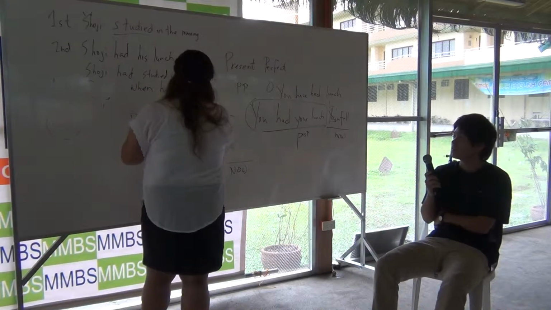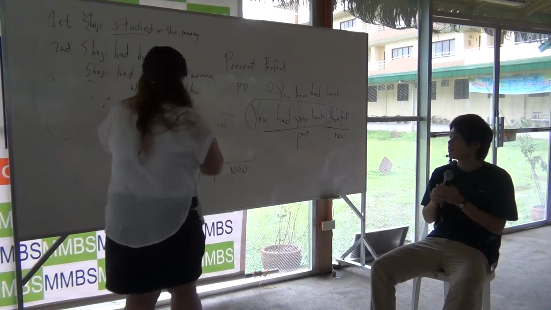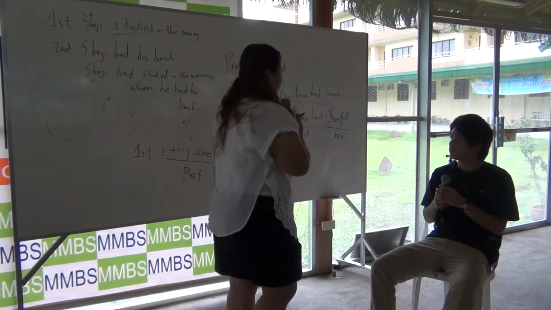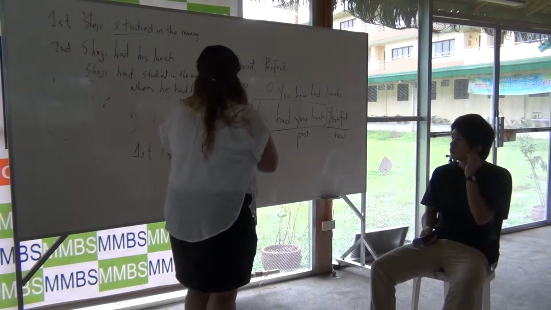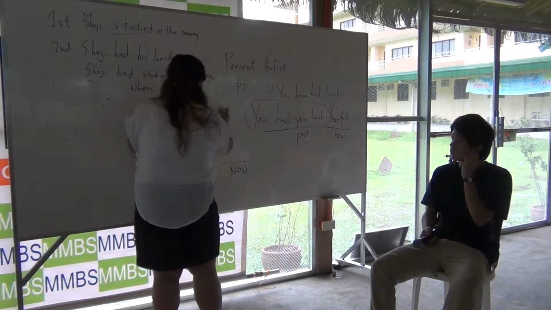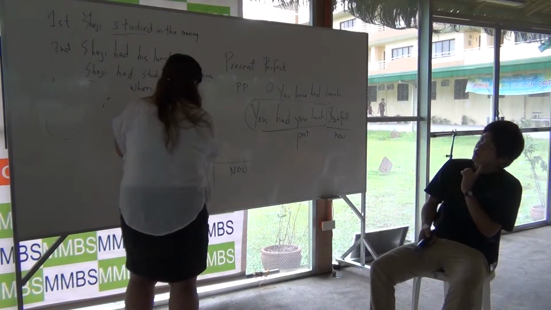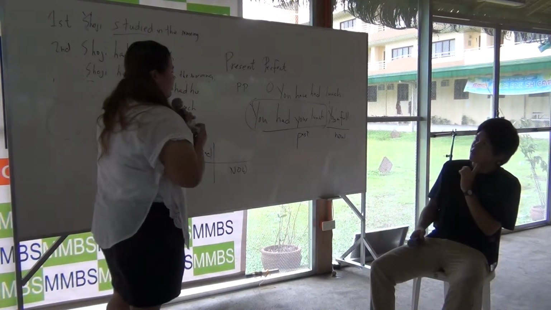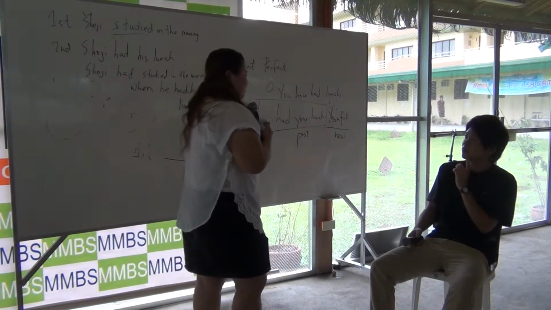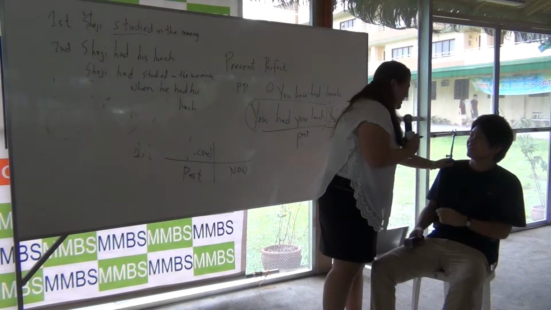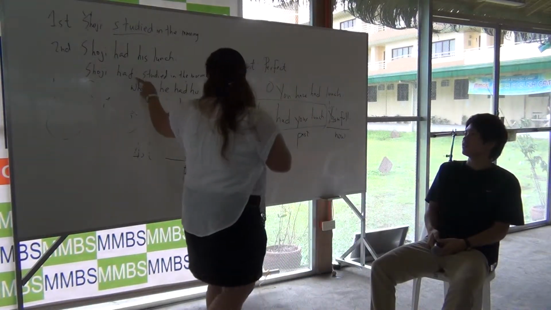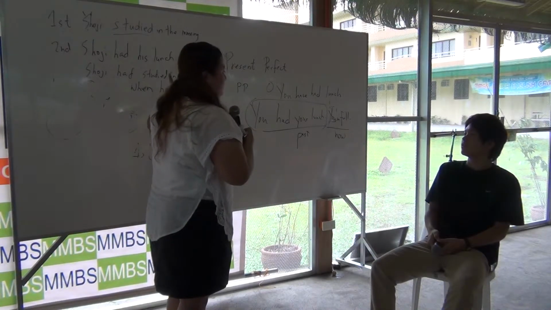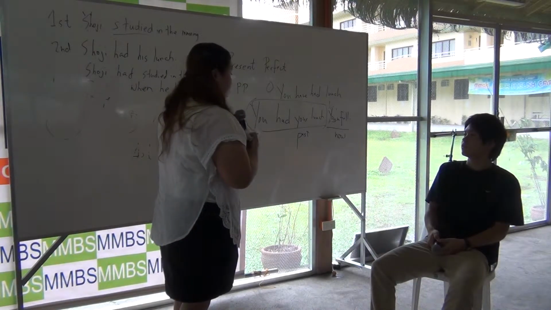So, based on this sentence, Shoji, there were two actions in the past, right? Shoji had studied in the morning when he had his lunch. Now, do you know which action happened first? I studied in the morning. Yeah, how did you know? Why is it clearer now? Because we use a past perfect. And past perfect is to emphasize more the first action.